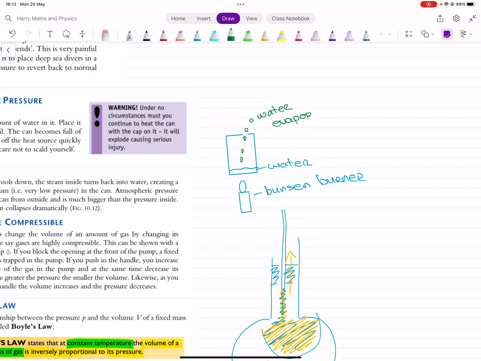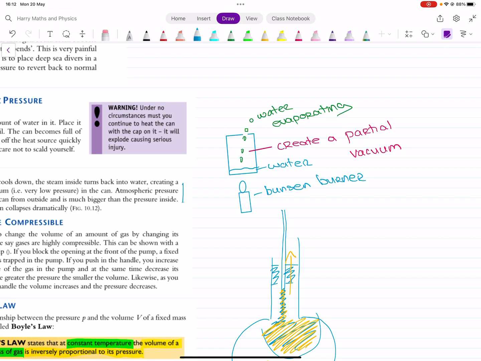When it does that, you create a partial vacuum inside the can. So when the water is boiling, because it's a gas, it expands and it has an opportunity to leave, so it leaves. You're literally removing particles from inside the can. So you create a partial vacuum. It's not perfect, but it's not bad.